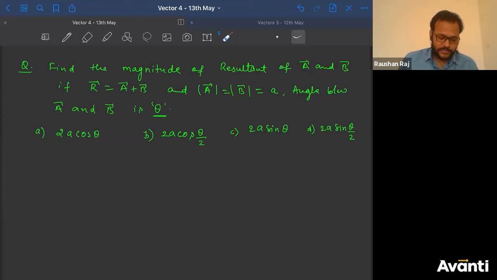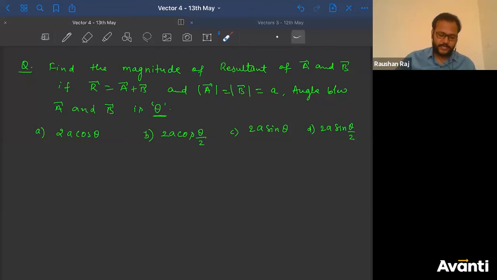I know most of you will get stuck at this point. Square root of 2a square into 1 plus cos theta. After that, you will think, what now? Then few of you will say, sir, only 2a cos theta is the answer. Most of you have gone for answer 2a cos theta only, but that is actually a wrong answer. 63% of you have gone for option A only, which is wrong. So let me end the poll here and let me solve this for you.